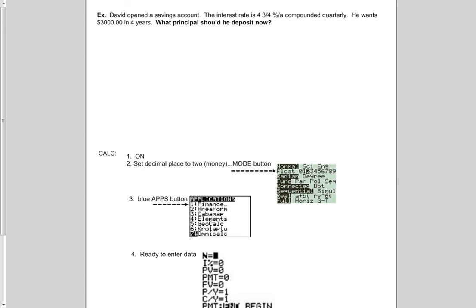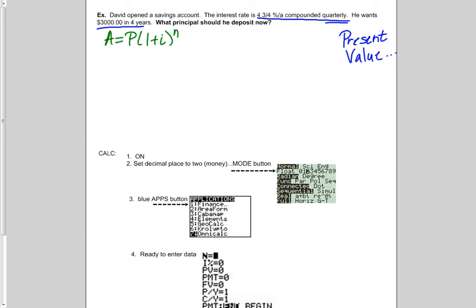David opened a savings account. The interest rate is 4.75% compounded quarterly. Oopsie. He wants $3,000 in 4 years. This is a present value problem. What do I need to do now in order to get something in the future? What principal should he deposit now? So again, remember, we are going to end up doing a division. The only formula that we have is this one.